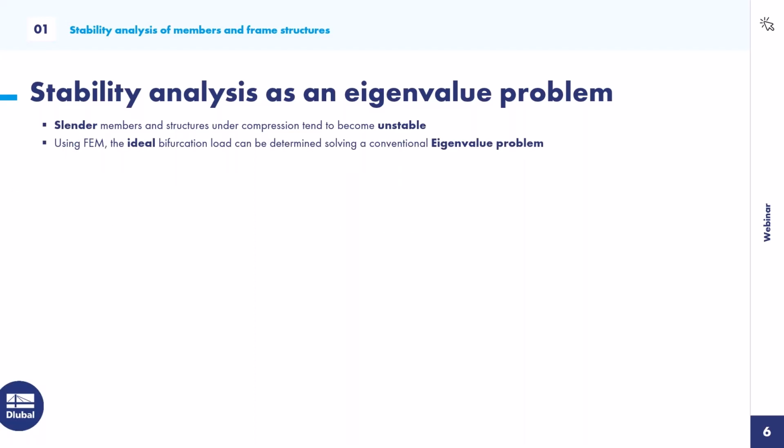Using the FEM, the ideal bifurcation load can be determined by solving a conventional eigenvalue problem. So we can set that up and solve that. In that context, what does ideal mean? It means for the stability analysis that we treat the structure as linear. So we assume a fully linear structure behavior and a perfect geometry. So the base geometry of our model is used in this stability analysis.